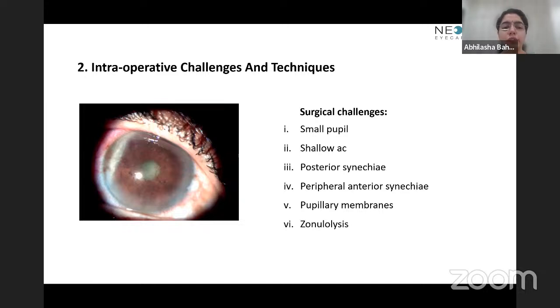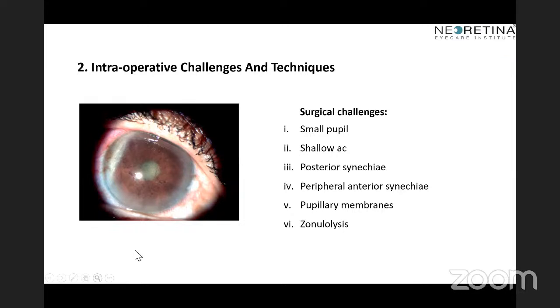So coming to intraoperative challenges and techniques. The surgical challenges that we face are small pupil, shallow AC, posterior synechiae, peripheral anterior synechiae, pupillary membranes, and zonular lysis.